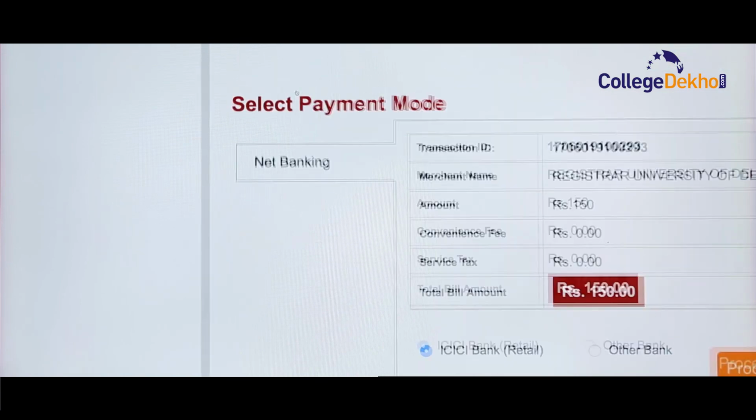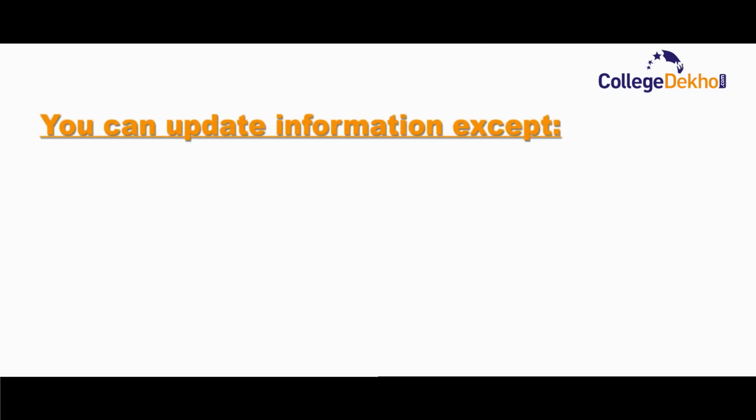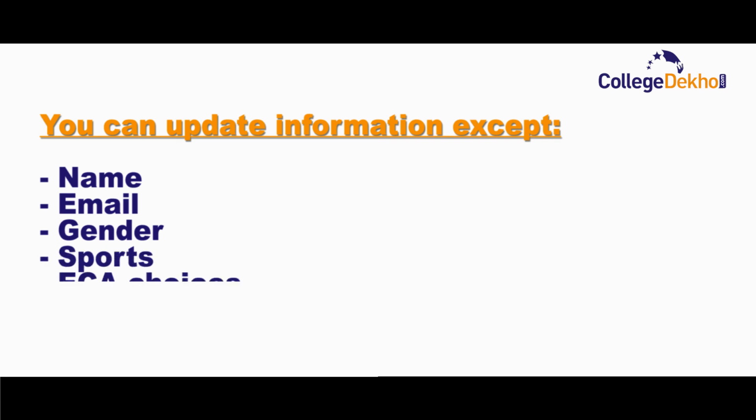After the payment of the online registration fee, you can update the information except name, email ID, gender, sports and ECA choices already submitted till the last date of registration.